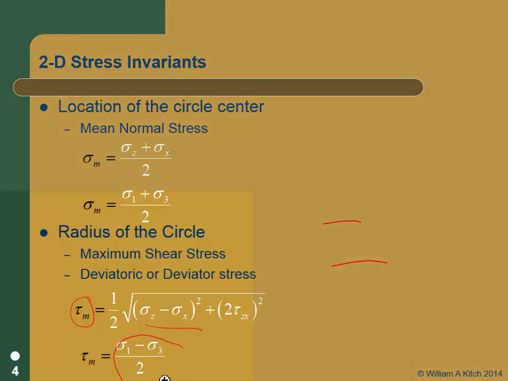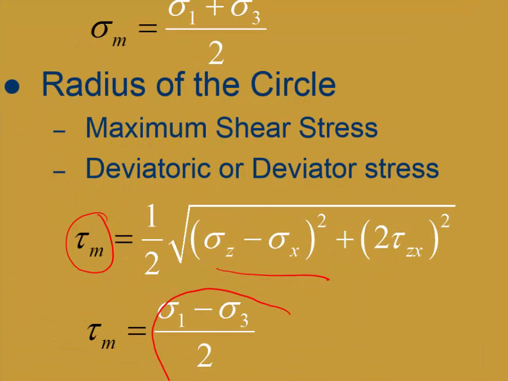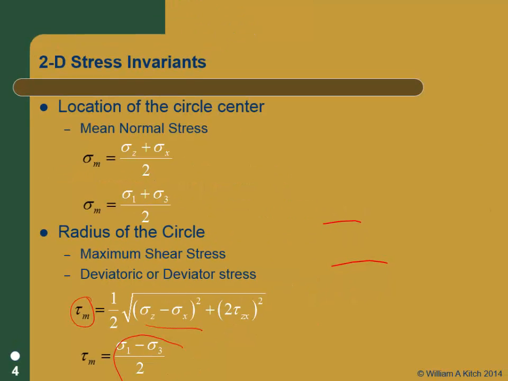Or if I do it in terms of principal stresses, it's just sigma 1 minus sigma 3 divided by 2. That's why it's nice to convert your stresses to principal stresses first and then do all your equations in principal stresses, because there's no tau in that space and it makes the equations easier. But conceptually, just think: it's the center of the circle, mean stress; the diameter of the circle, the maximum shear stress.